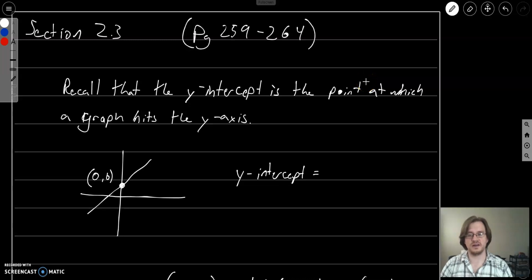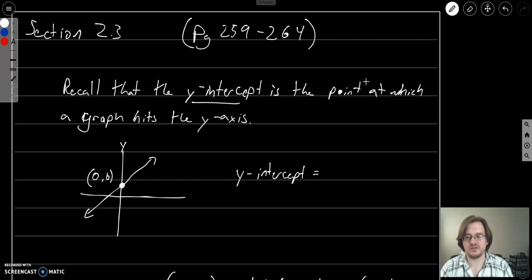Hello and welcome back. In this video we'll be continuing looking at section 2.3 on linear functions and their slopes. So one thing that's going to help us write down the equation of a line is to use the Y-intercept. The Y-intercept is just where our line is going to hit the Y-axis. And when it hits the Y-axis, the point is always going to be of the form (0, b).